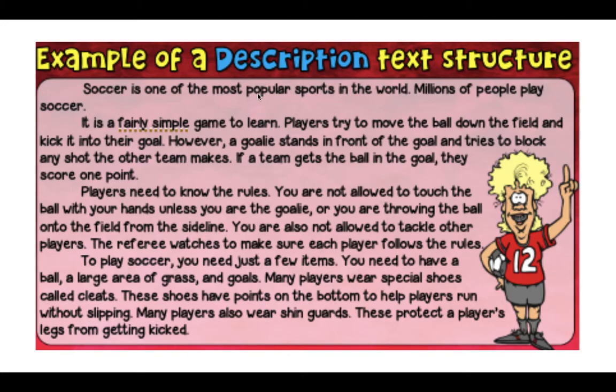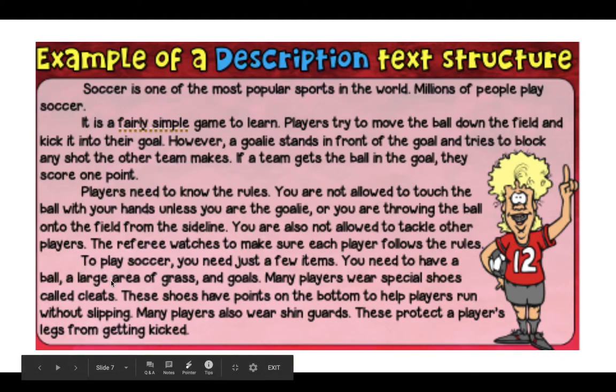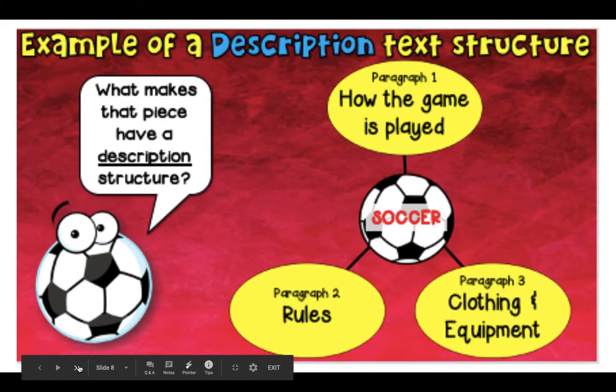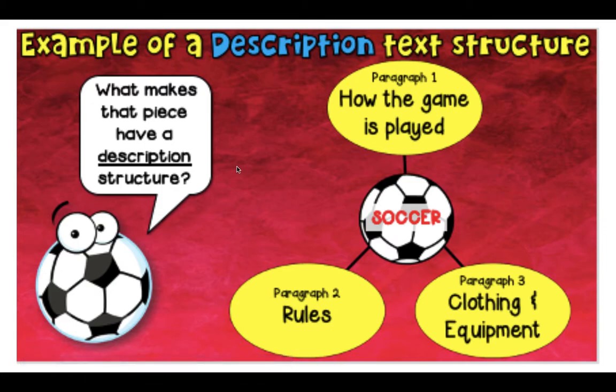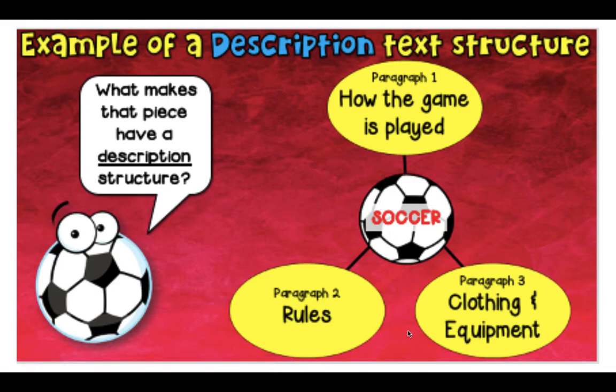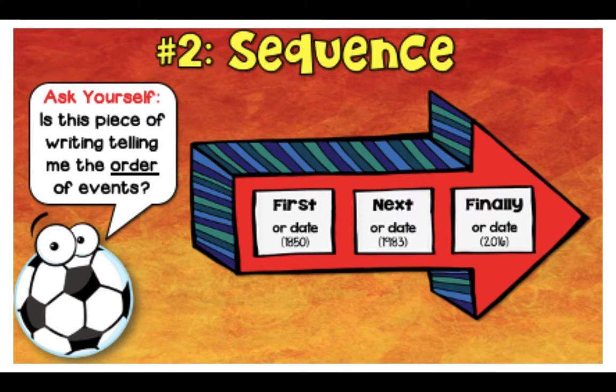So, ladies and gentlemen, the first paragraph is introducing the topic, and then you've got one paragraph describing how it should be played. And here are the rules of soccer, and here is where you should be playing soccer and what you should be doing with soccer, okay? Examples of a description text structure. I believe we've already gone through this. So just like we talked about here, paragraph 1 is how the game is played, paragraph 2 is the rules, and paragraph 3 is clothing and equipment, okay? So that is how the text structure for description is set up.